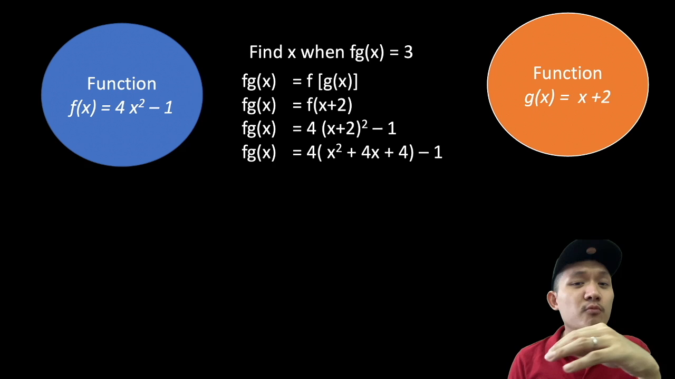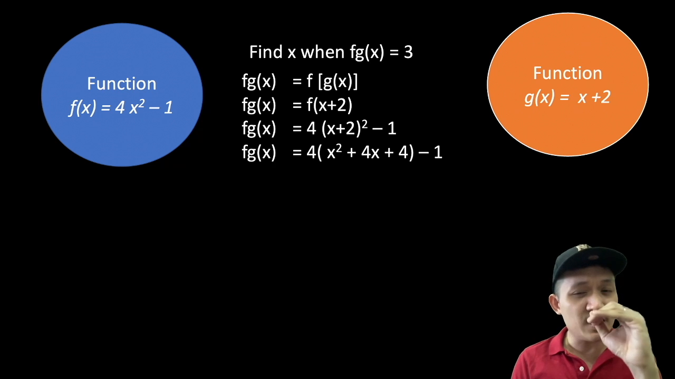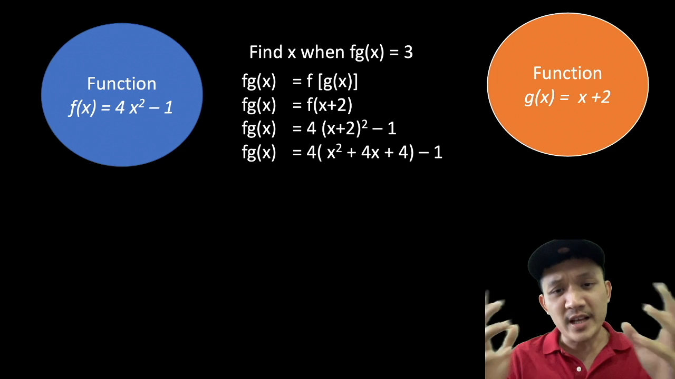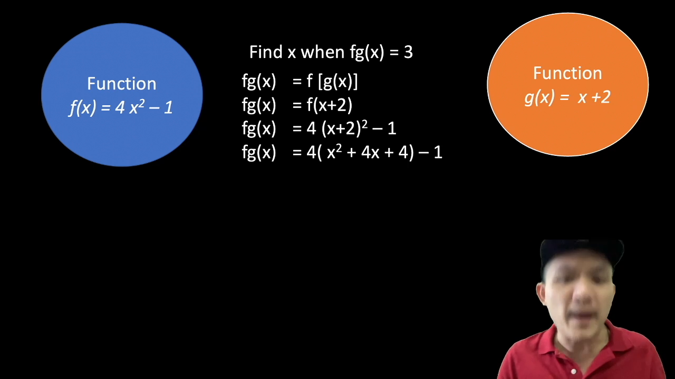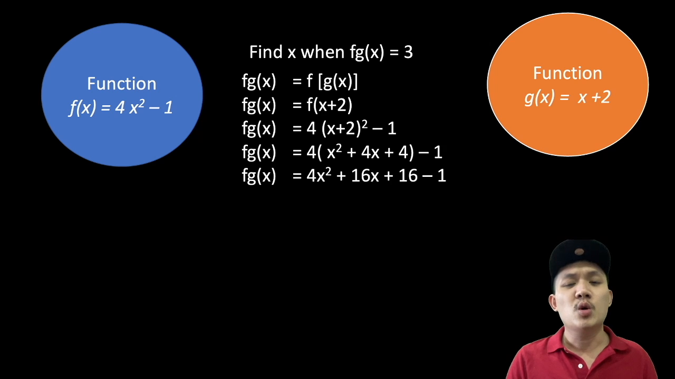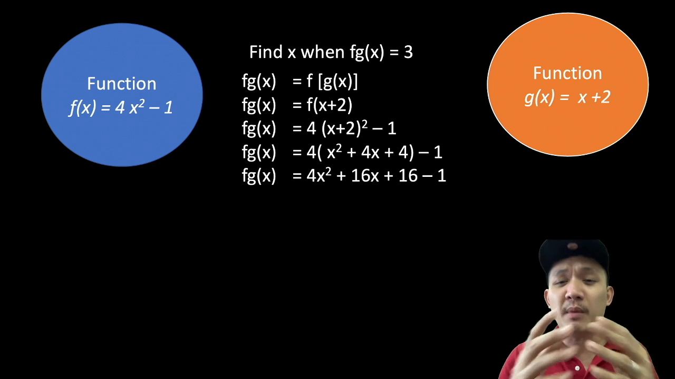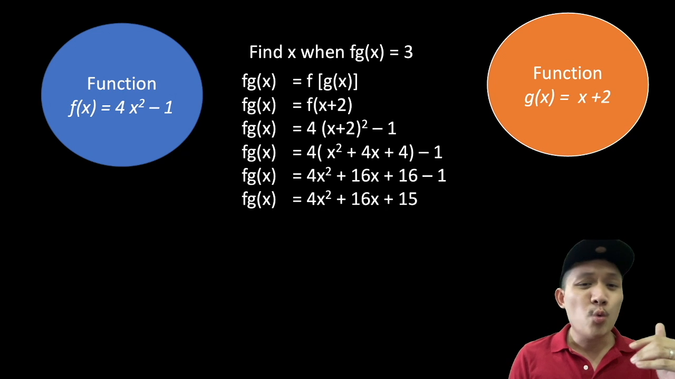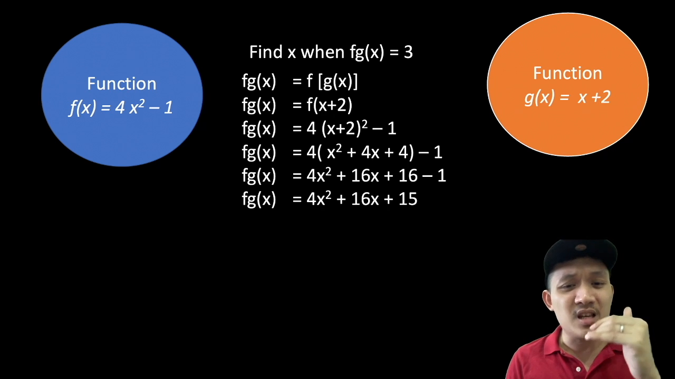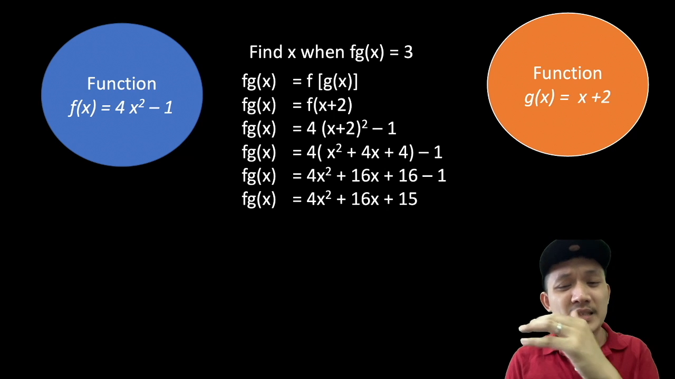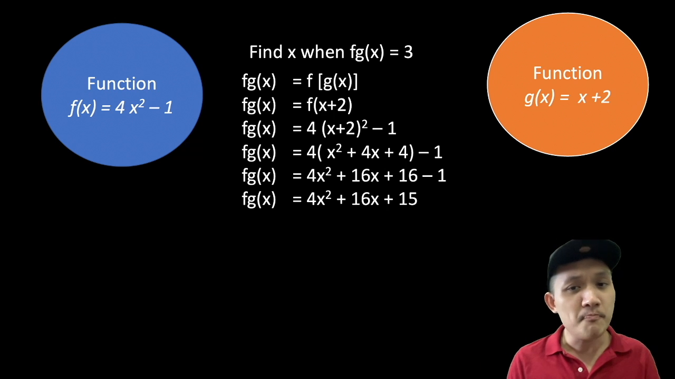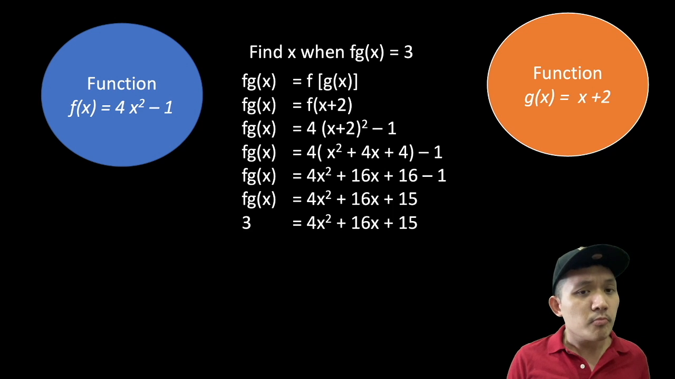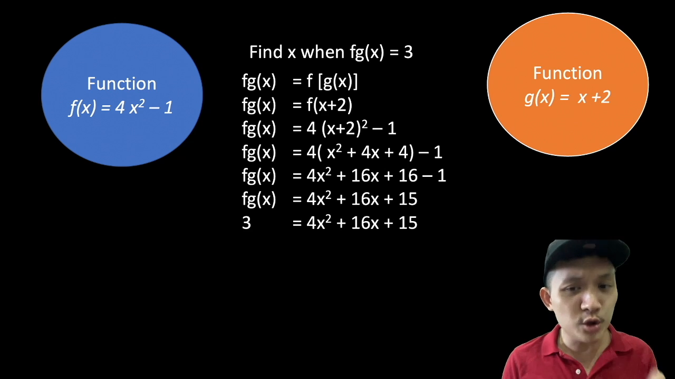Okay, and we continue with it, we expand the brackets. We do a quadratic expansion, and then we expand the bracket again. We have everything multiplied by 4 inside the bracket, and thus minus 1 outside. We have in the end, fgx is equals to 4x squared plus 16x plus 15. And all that being said, fgx also equals to 3.